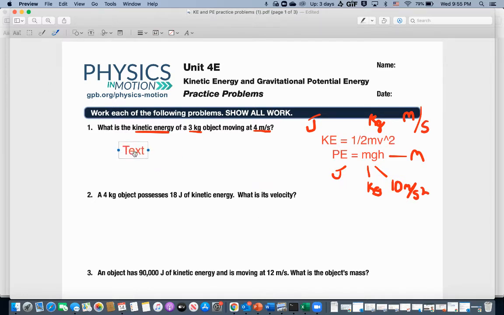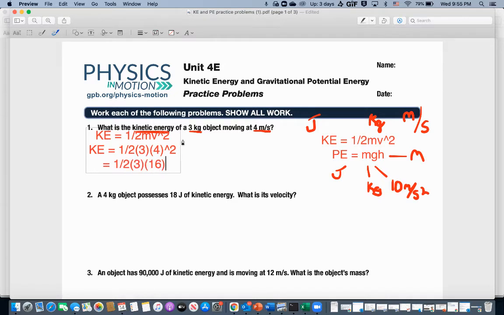So I'm going to go ahead and just set up my kinetic energy equation here. 1/2 mv squared. So kinetic energy right here. And then I'm going to go ahead and solve for it and plug these numbers in. So that's 1/2 times the mass. And my mass right here is 3. And then times my velocity squared. So that's 4 squared. So I'm going to go ahead and start with 4 squared. So that's 1/2 times 3, then times 16, because 4 times 4 is 16.